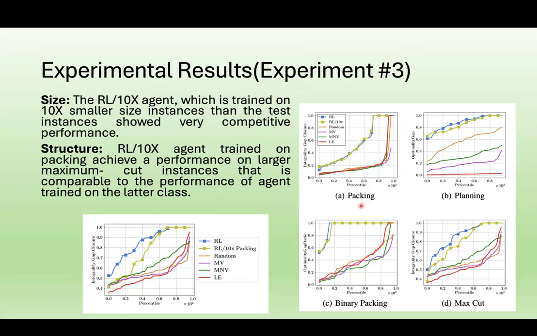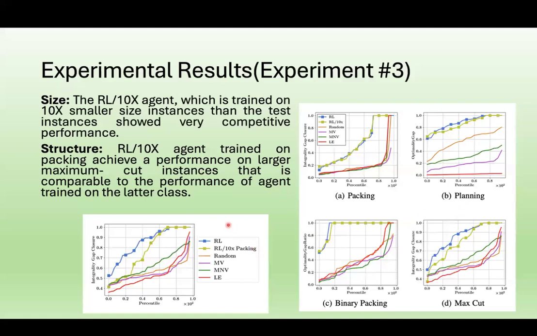So be it a packing problem, planning, binary packing, or max cut, all four plots show that the RL agent, which was trained on instances 10 times smaller than the test instance, was showing very competitive performance.